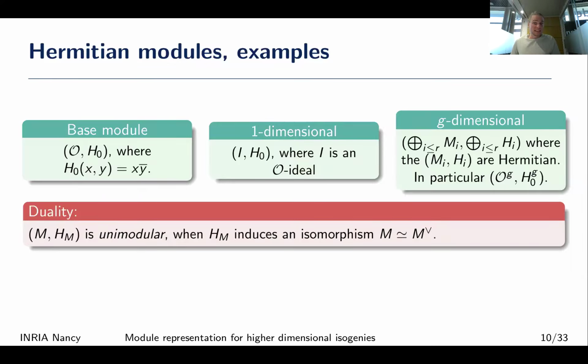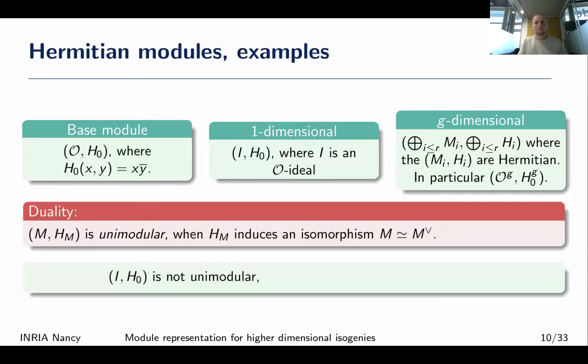The easiest example that I can give is the fact that when we look at the example of an ideal A of O, and if we stay with the same Hermitian form H0, this is not unimodular. However, if we divide H0 by the reduced norm of the ideal A, we end up with a unimodular Hermitian module. So here I want just to take a few seconds to notice that we can really think about this as the reflection that happens for abelian varieties.